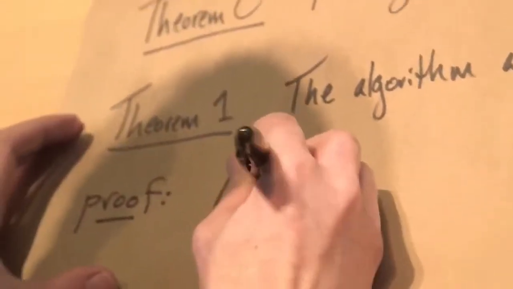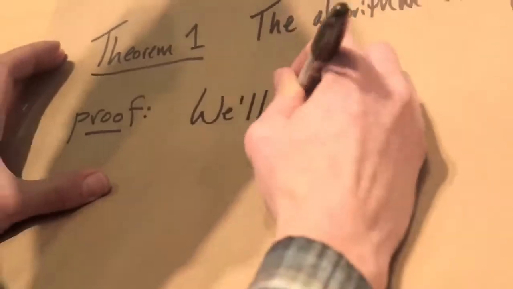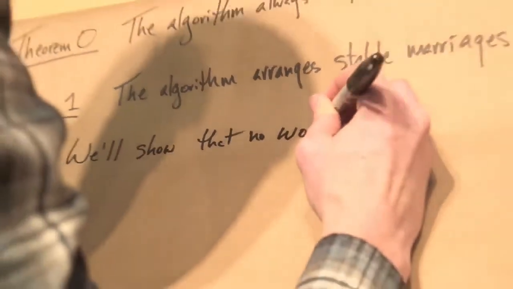So to show that the algorithm arranges stable marriages, we'll show that no woman can do any better, that no woman can trade for anyone that's better than her assigned match. So the husband that is assigned by the algorithm is the best that she can do. Okay? Well, so how do we see this?